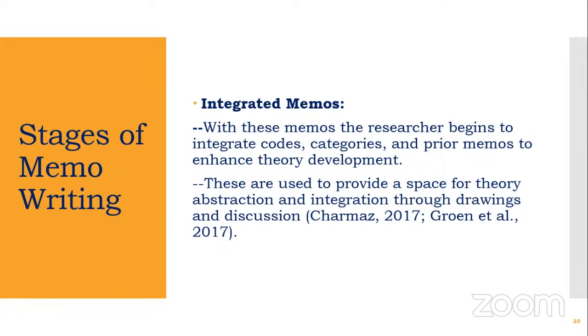So these are used to provide a space for theory abstraction and integration through drawings and discussions. So here we try to understand the specific interconnections among the codes and categories, which actually leads to the theory development part. Okay, and this can be done using some drawings, some discussions, basically an integration of whatever you have observed and coded in your data. So these are the 3 different stages of memo writing in grounded theory. Clear?